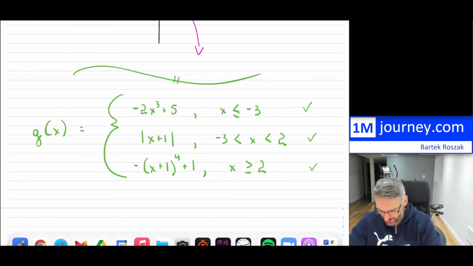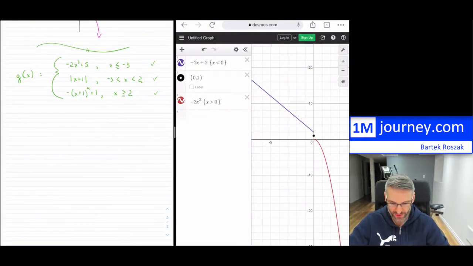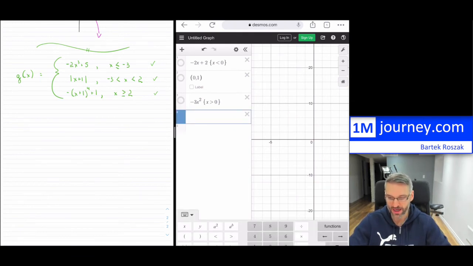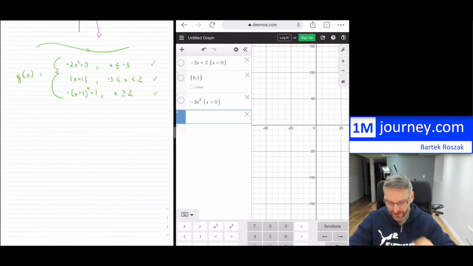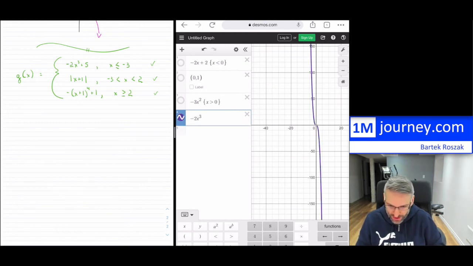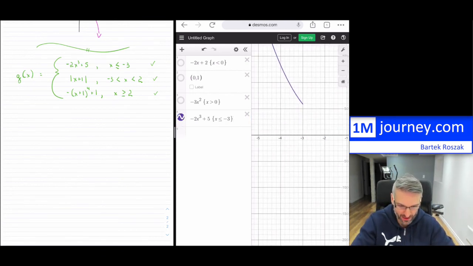And here it is. Let me bring back Desmos, and let's stretch it out. That was my first one. I'm going to hide these away, and then we're going to plot my g of x, which is going to be 3 pieces. So first one is negative 2x cubed plus 5, and then we're going to put the restriction: x less than or equal to negative 3. So that's our first piece.